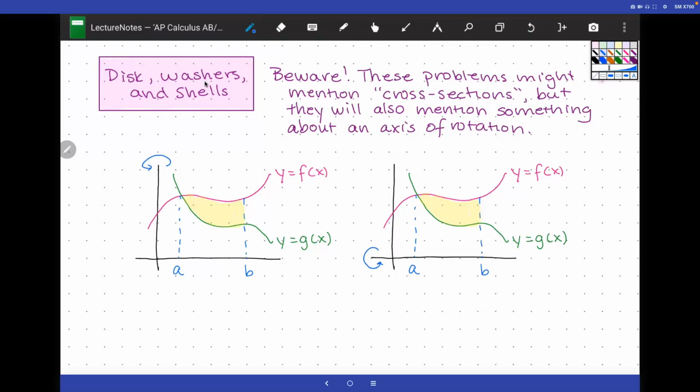Think you got it in your head what it might be? So what I want you to do is give me a thumbs up if you think it's discs or washers. Give me a thumbs down if you think it's shells. And go ahead and give me a sideways thumb if you're like, I'm not sure. So disc washers up, shells down, sideways for not sure.